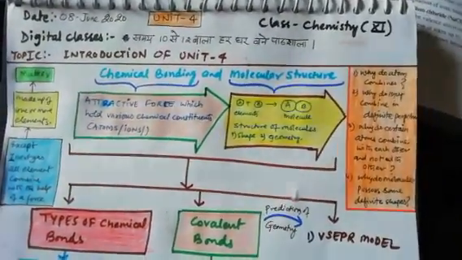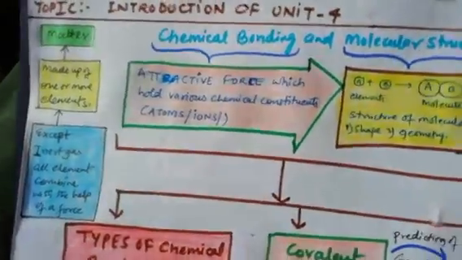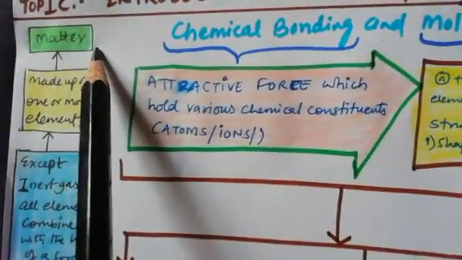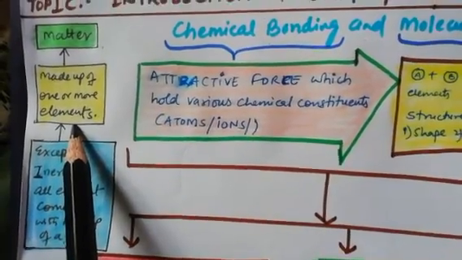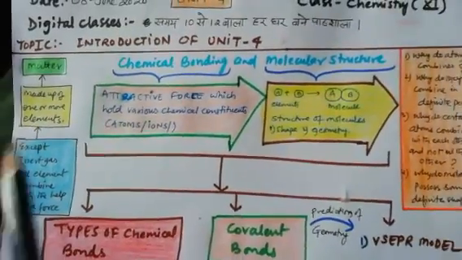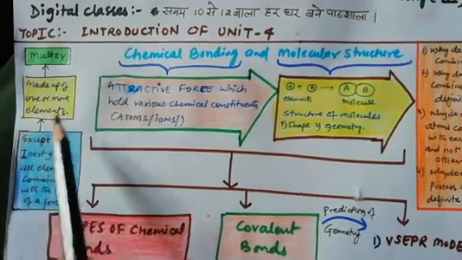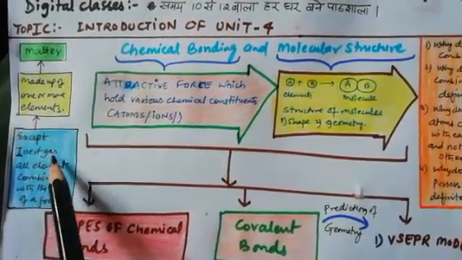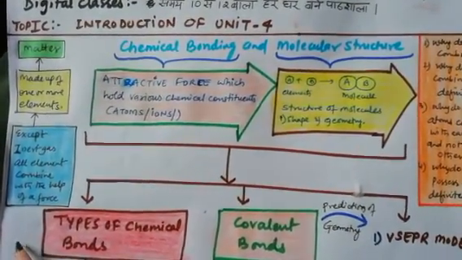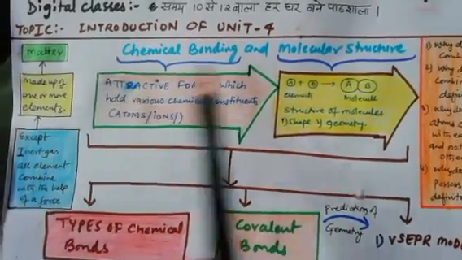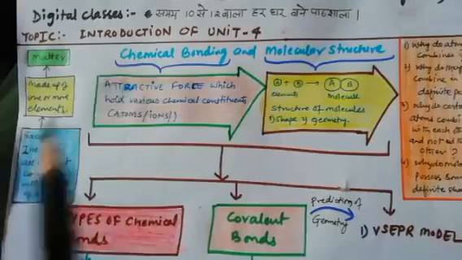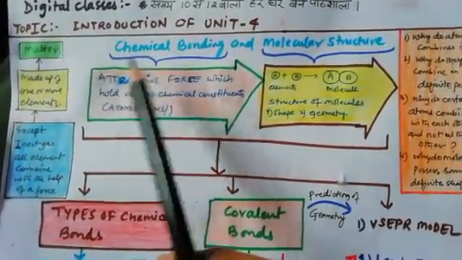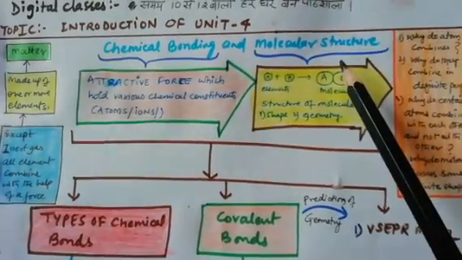Okay. So dear students, you already know matter. Matter is that which occupies space and has mass. It is made up of one or more elements basically. And except inert gases, all elements combine with each other in nature, and they form molecules. They combine with the help of an attractive force. So in this particular chapter we will study that attractive force which combines two or more elements to form a molecule, and what is the special structure of that molecule.